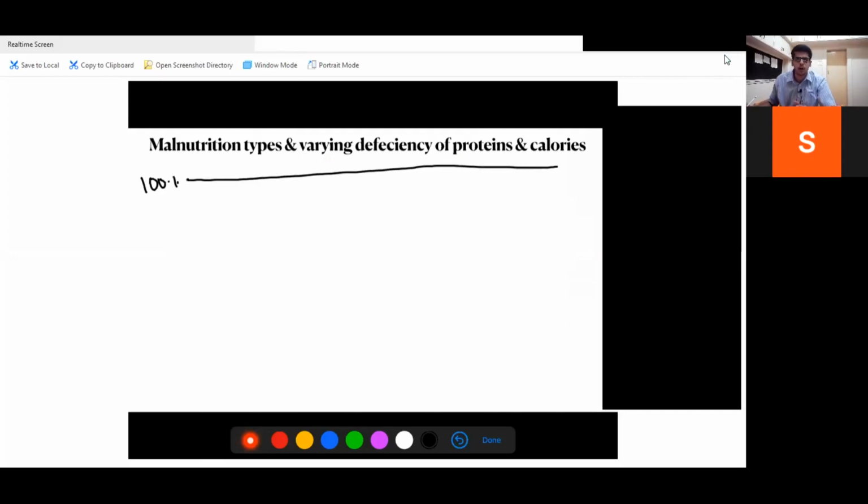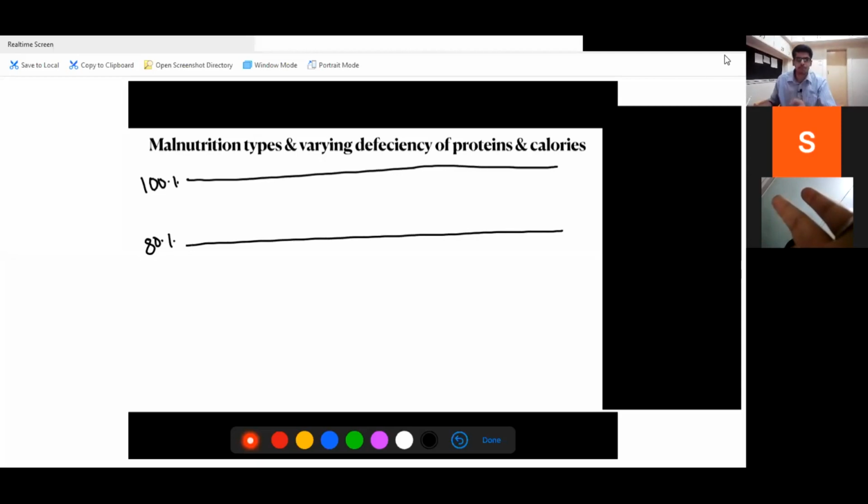What is 100%? According to the formula, if you take a 4-year-old child and put him in your formula, that is age in years into 2 plus 8, the 100% weight is 16 kilo. That is what you expect according to the formula. And 80%: below 80% of expected weight, if any child comes below 80%, then that child is malnourished. I repeat, any child below 80% of expected weight is malnourished.